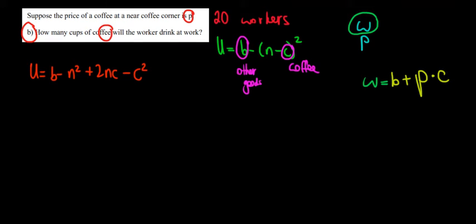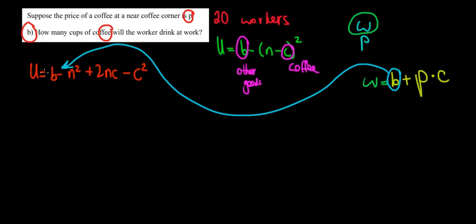And we can see that we have this B term, the consumption of other goods, in our utility function over here. Meaning that if we want to have utility in terms of coffee only, because that's what we're looking for, the cups of coffee, it means that we will have to substitute B in terms of this expression, which is going to be W minus P times C, so that the utility function is written in terms of coffee. Hope this makes sense. So we take this term to the other side, which is going to become B equals W minus P times C. So with this substitution, we will write our utility function as follows.